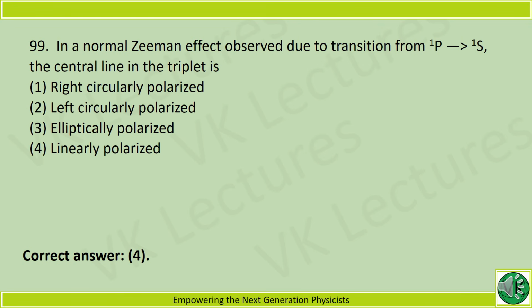In a normal Zeeman effect observed due to transition from 1p to 1s, the central line in the triplet is, answer 4, linearly polarized.